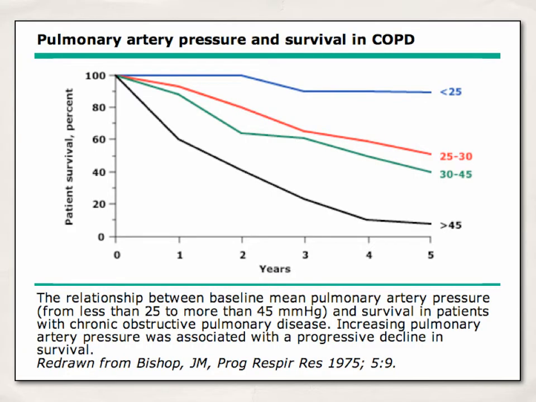It also affects survival in other conditions. So this is what we more commonly encounter, patients with COPD and pulmonary hypertension. Look there at the survival rates for patients with COPD and different levels of pulmonary hypertension. You can see that the green line, for example, if their mean pulmonary artery pressures are 30 to 45, then they've got about a 50% 4-year survival rate. If it's greater than 45, they've got about a 10% 4-year survival rate.